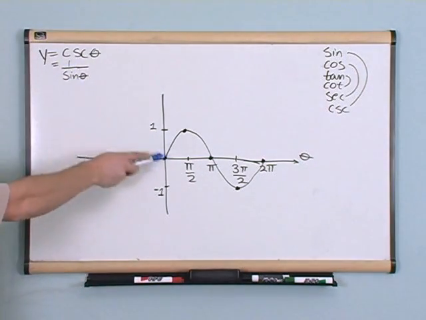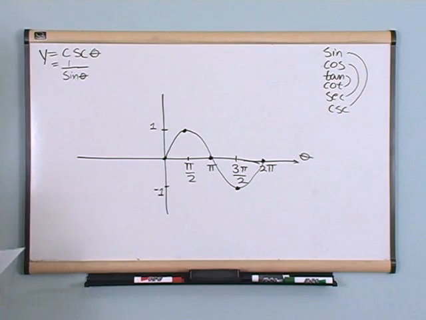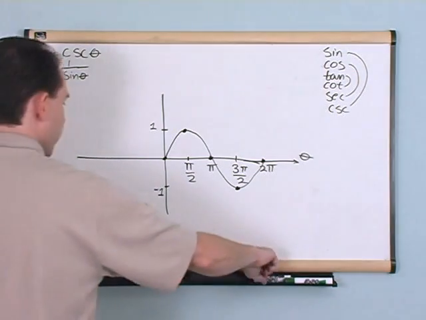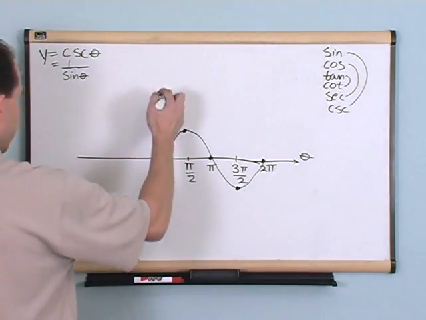The question is, how do you get from this to the cosecant function, which, as we already talked about, is 1 divided by that?